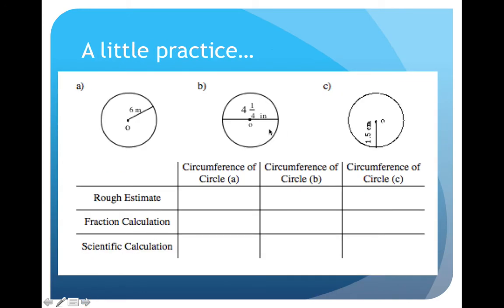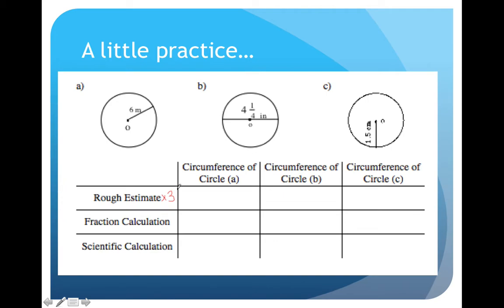Continuing on your paper, you have a chart that looks like this. What you're going to do is find the circumference of circle A, B, and C. Now, they'd like you to find this in 3 different ways. With the rough estimate, as you remember from your toolkit, you're just going to simply multiply by 3. Now, be careful. Make sure that you are using your diameter.